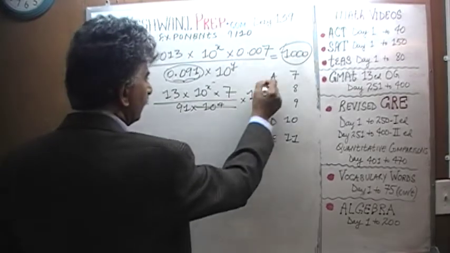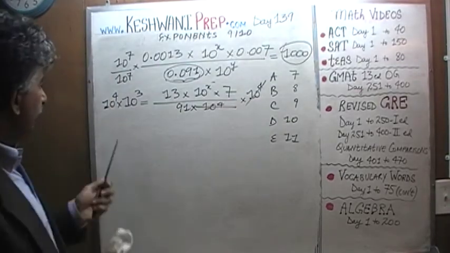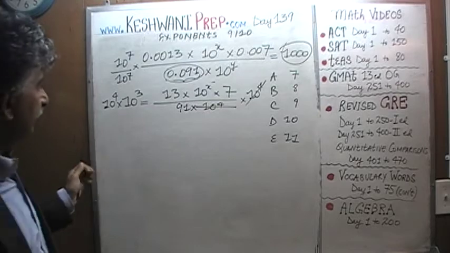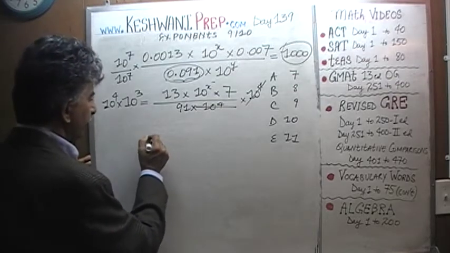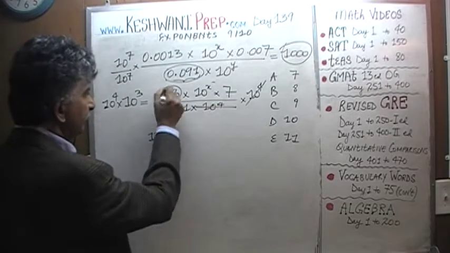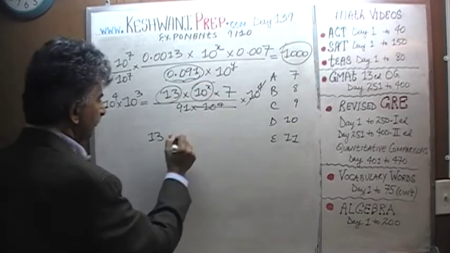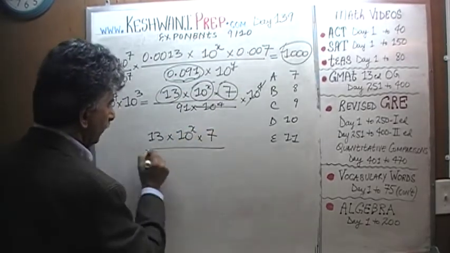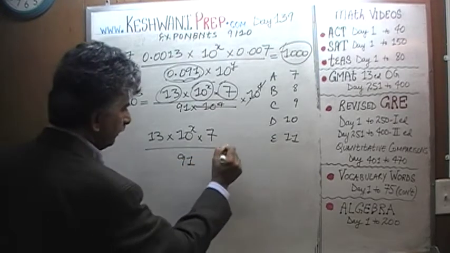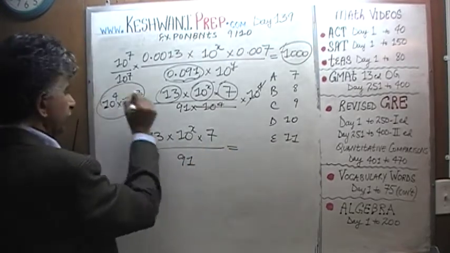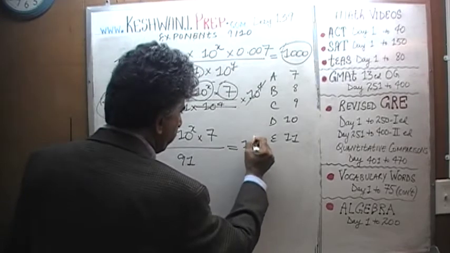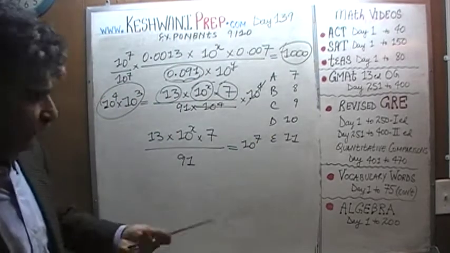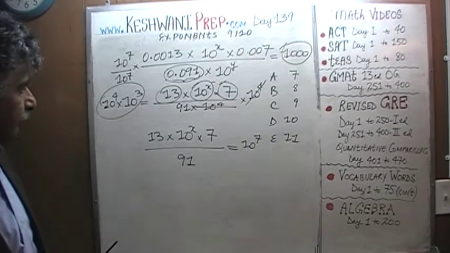Now this 10 raised to 4 goes away with that one. And here we end up with 10 raised to 4 times 10 raised to 3, which is 10 raised to 7. So we have 13. We have this 13 times 10 raised to x times 7 over 91, which has to equal this quantity right here, 10 raised to 7. Are you with me? That's it, we are done.